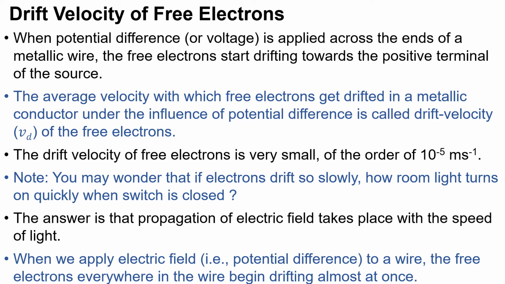Here, you may wonder that if electrons drift so slowly, how does the room light turn on quickly when the switch is closed? The answer is that propagation of electric field takes place with the speed of light. When we apply electric field, that is potential difference, to a wire, the free electrons everywhere in the wire begin drifting almost at once.